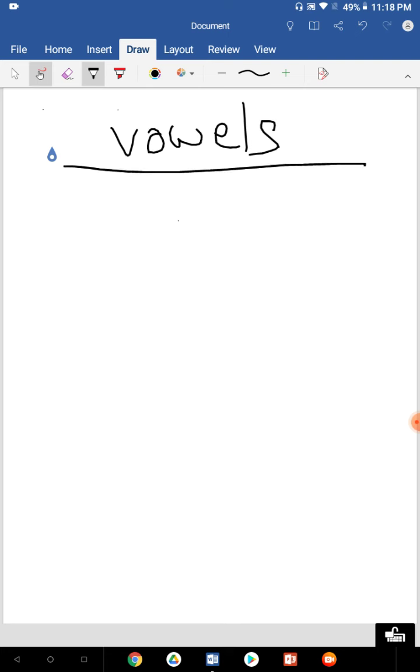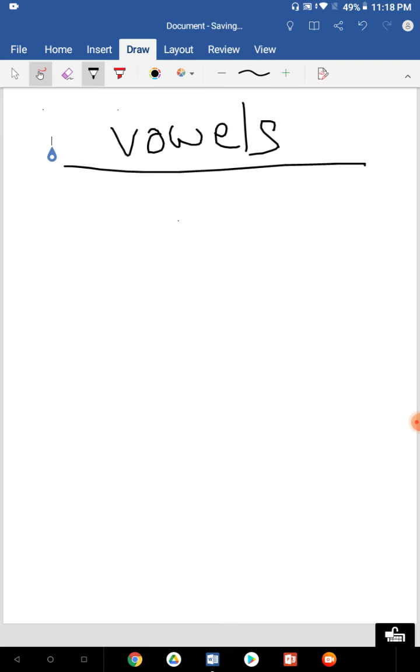So today let us discuss a topic called vowels. This is a continuation of chapter 2. So let us see what these vowels are. Let us quickly recapitulate what we had learned in the previous chapter.